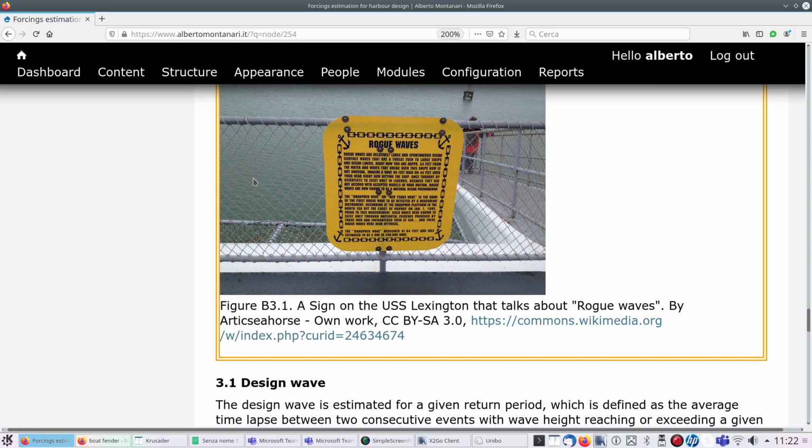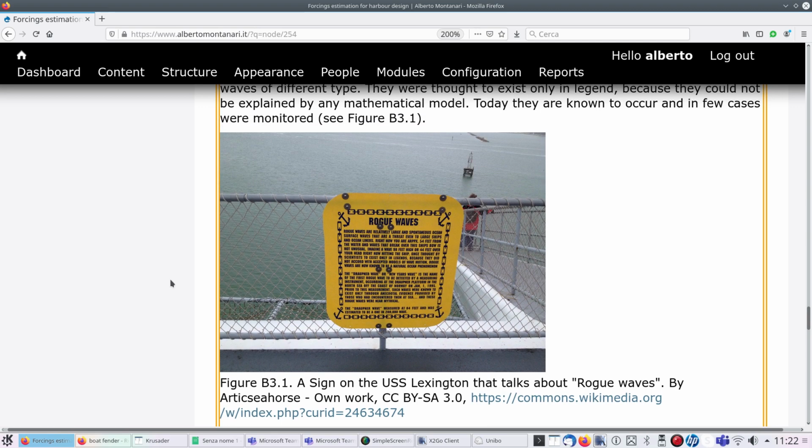I think it's interesting to read this panel here, which explains what we know about these waves. There is also a Wikipedia page which I suggest you visit. Again, this is not relevant for ports, but I wanted to mention this effect to you because it's a clear demonstration that we are still far from being able to fully predict the behavior of waves. They are a random process that is very difficult to predict.